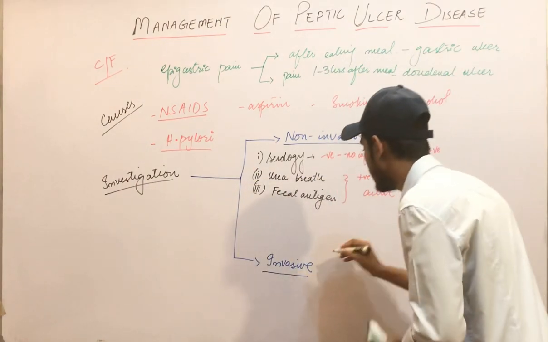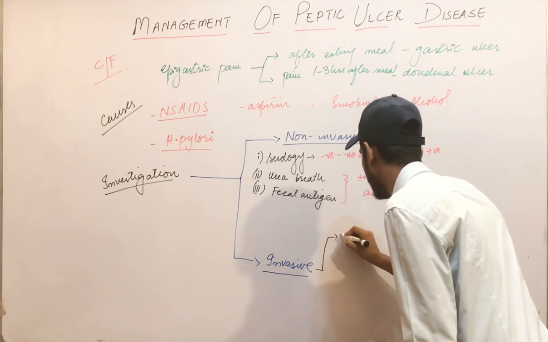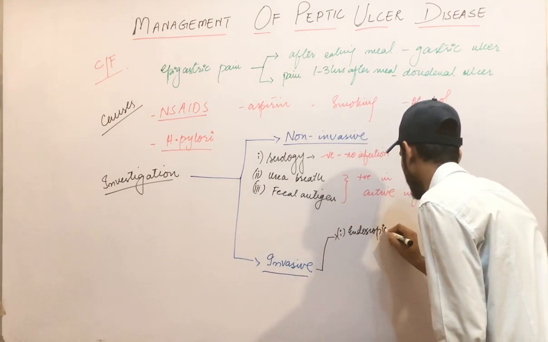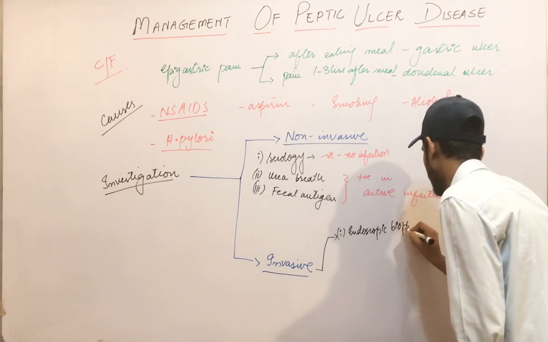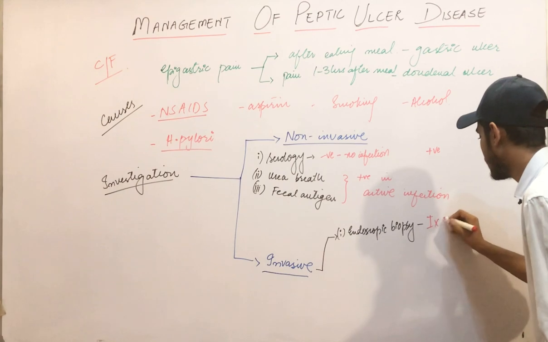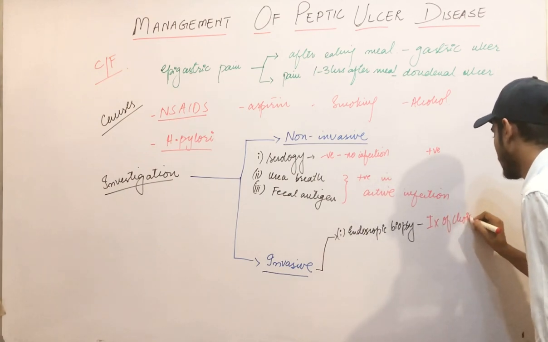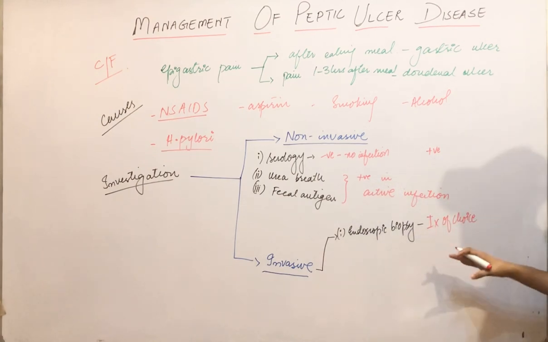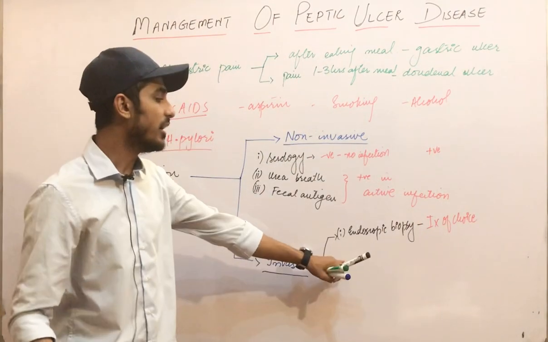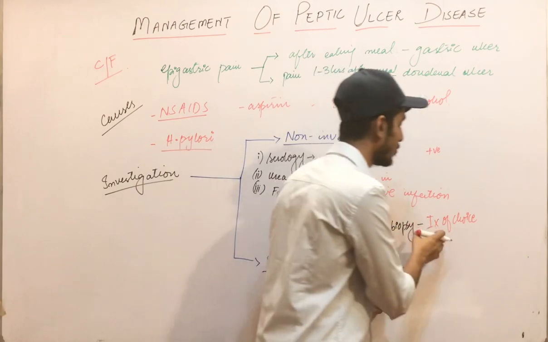Remember this thing: the first invasive test is the endoscopic biopsy. This endoscopic biopsy is very important, and I am writing here that this is the investigation of choice. Remember this, it is asked in your paper: in peptic ulcer disease, what is the investigation of choice? That is the endoscopic biopsy.